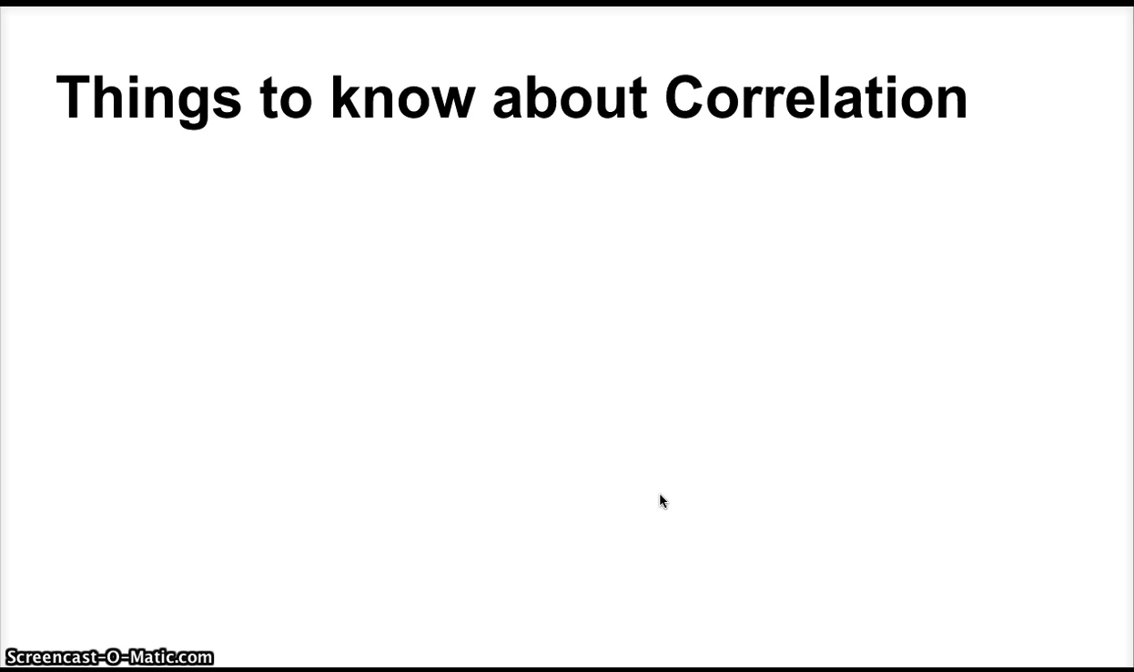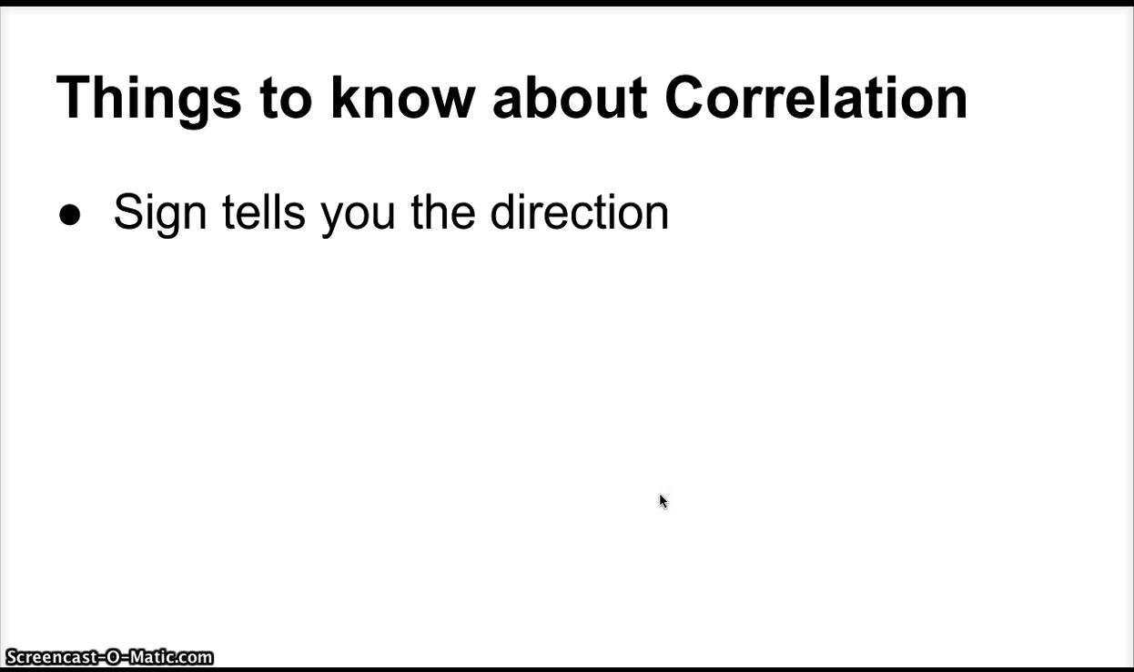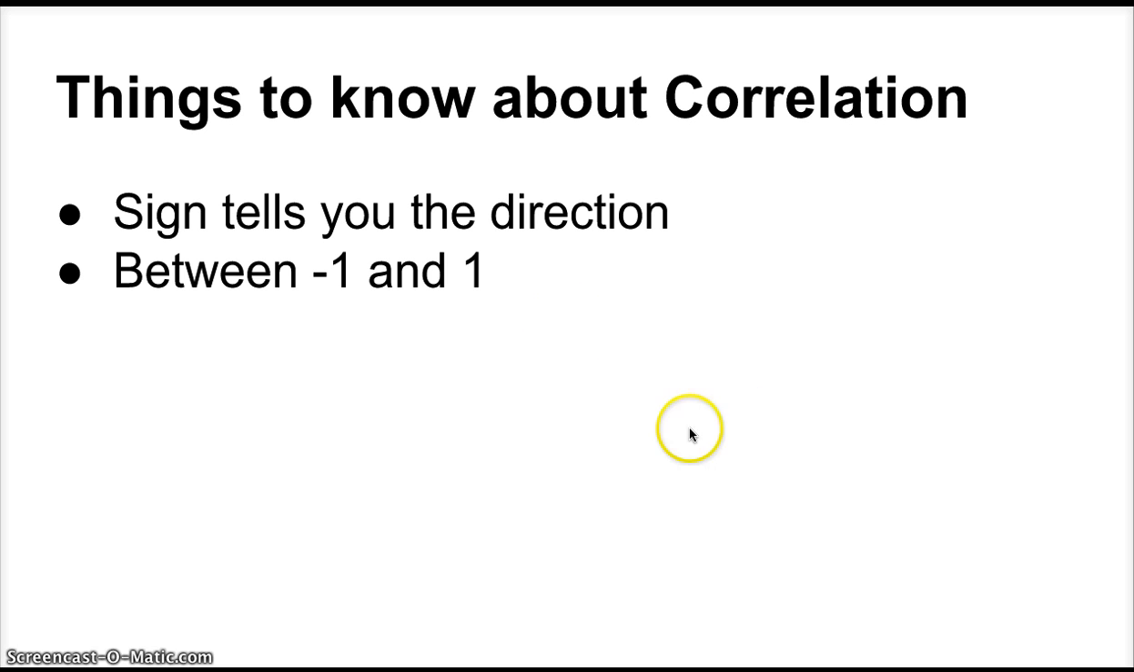So here are some important things to know about correlation. The sign tells you the direction. If it's positive, it's going up from the left to the right. If it's negative, it's going down. It also tells you that it's between -1 and 1. You will not go over 1 or -1, and the closer to 1, the stronger it is. And remember that picture I showed you that had what the different values can be called.